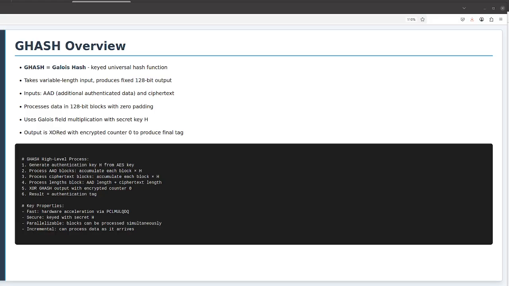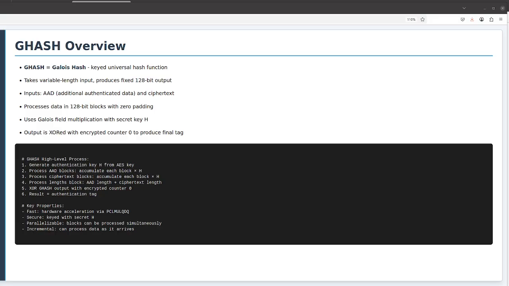The output of GHASH is a 128-bit value that represents the accumulated authentication of all the input data. However, this output isn't used directly as the authentication tag. Instead, it's XORed with an encrypted counter block to produce the final tag. This extra step is crucial for security because it prevents certain attacks on the raw GHASH output.